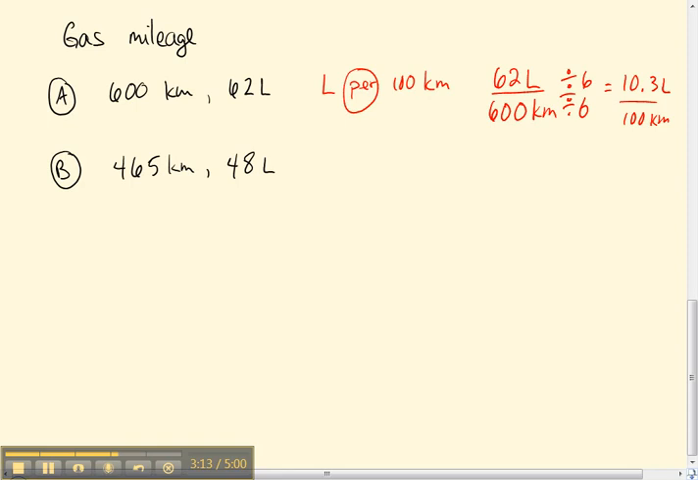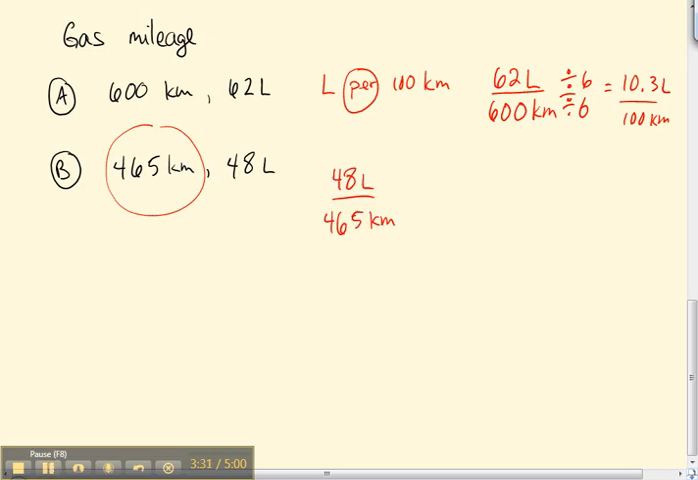Try and do the same thing with car B. It's a little bit more challenging because you can't just divide it by 4. So you have to divide it by something else to make this here into 100. See if you can figure it out. I'm going to show you the answer in 3 seconds.